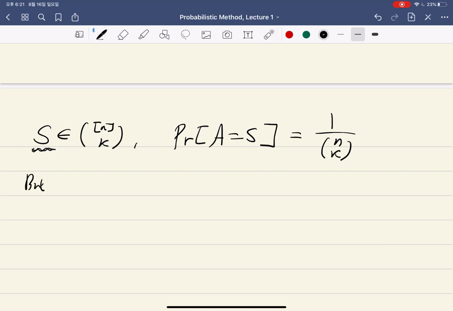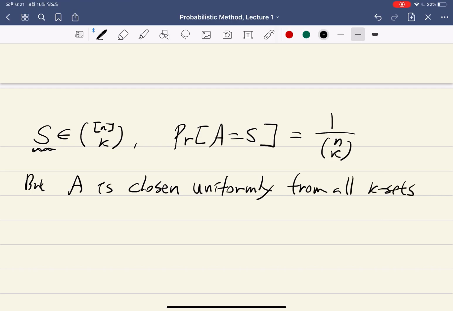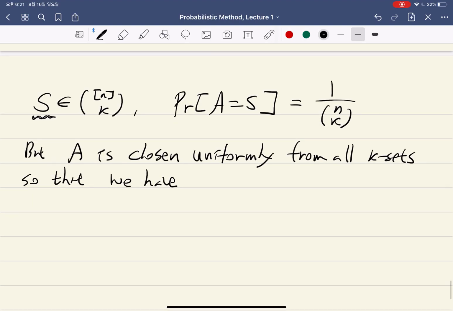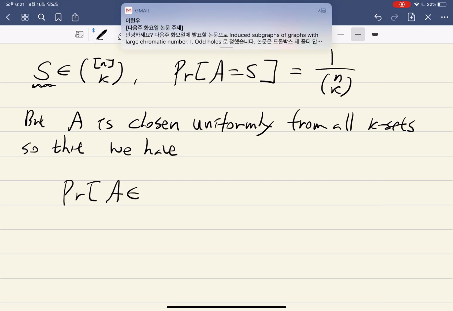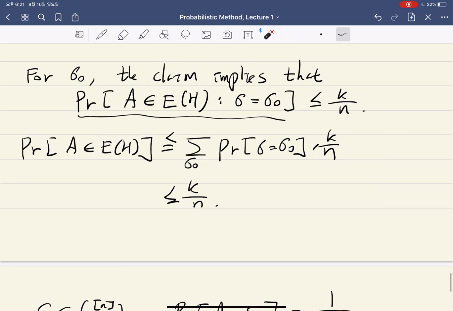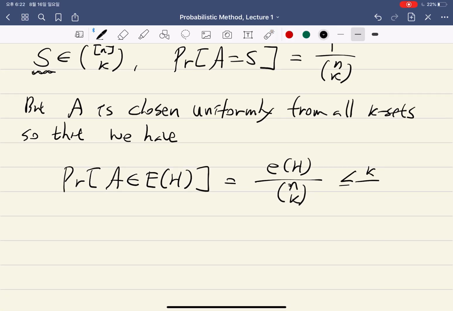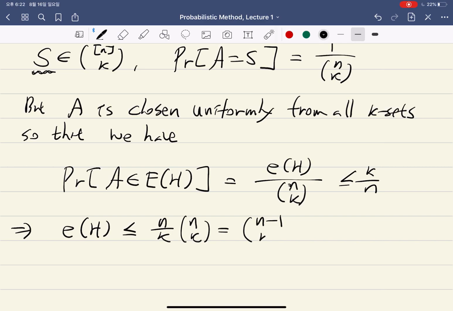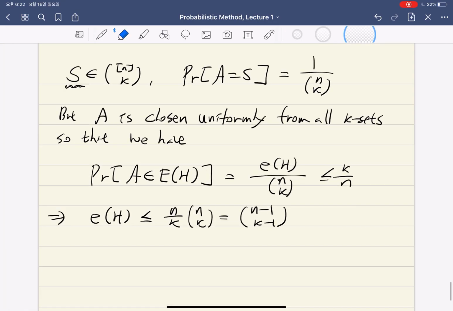So A is the same as choosing a set of size k in a uniform way from all sets of size k, so what we have is that the probability of A being in this H set is the number of edges in H divided by n choose k. But what we have shown is that this is at most k over n, which implies that the number of edges in H is at most n over k times n choose k, which is n minus 1 choose k minus 1. So this shows what we want.